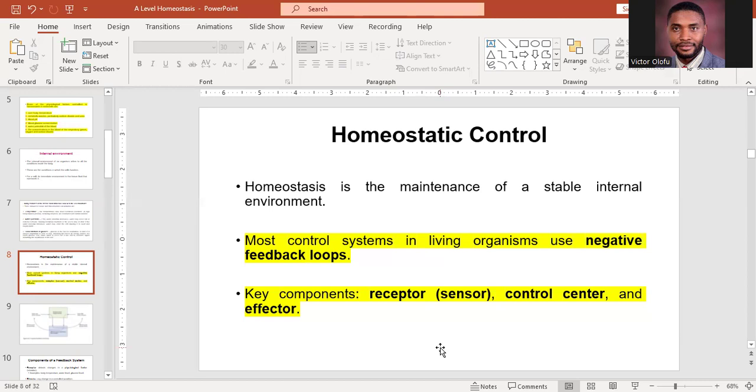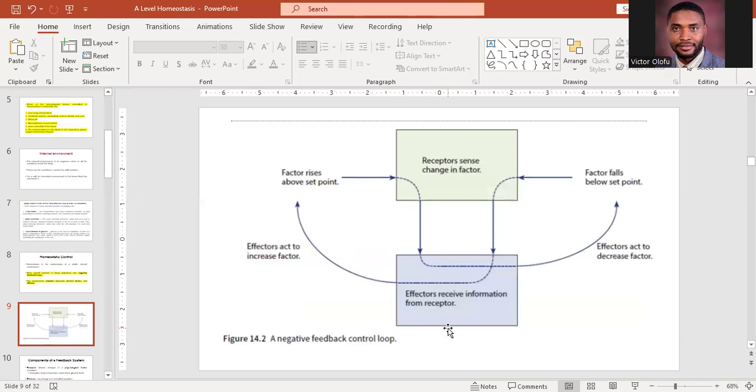The effector is what carries out the response. Okay, so this diagram is to show us a negative feedback control loop. We call it a negative feedback control loop. So here we have a factor rises above a set point, and this will be taken to the control system, and effectors will now act to decrease that factor. Also here we have a factor falls below a set point and the control system sends effectors to act to increase that factor.